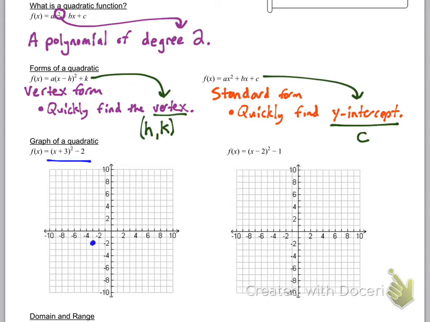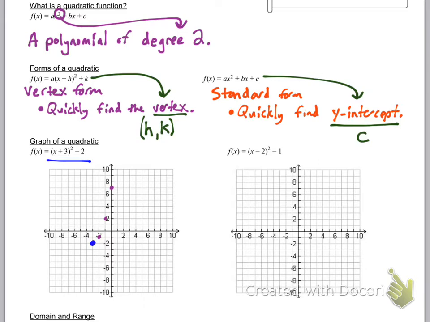So since the formula is x squared, if I go right 1, I'm going to go up 1. If I go right from the origin 2, I'm going to go up 4. So instead of thinking of it as the origin, now I'm thinking of it from the vertex. So if I go right 1 from the vertex, I'm going to go up 1. If I go right 2 from the vertex, I'm going to go up 4, because 2 squared is 4. If I go right 3 from the vertex, then I'm going to go up 9 from the vertex. And so this is a way to quickly plot the points.